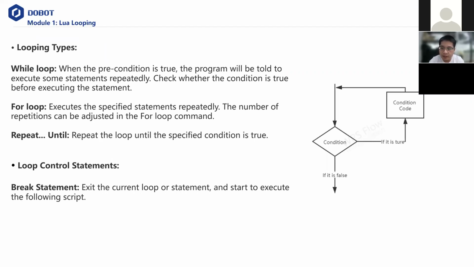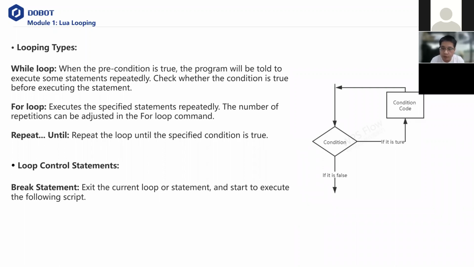If the precondition is true in the while loop, the program will execute the statements in the loop repeatedly. Every time before going to the next loop, it will check whether the condition is true. In the for loop, it executes the specified statements repeatedly, and the number of repetitions can be adjusted in the for loop command. In the repeat until loop, the loop will repeat until the specified condition is true.